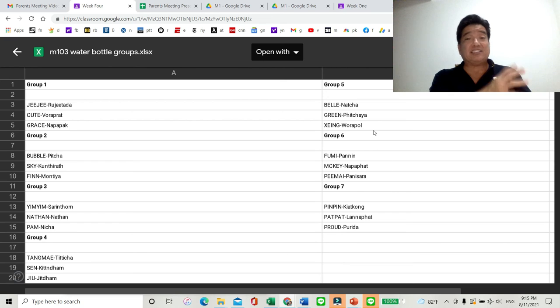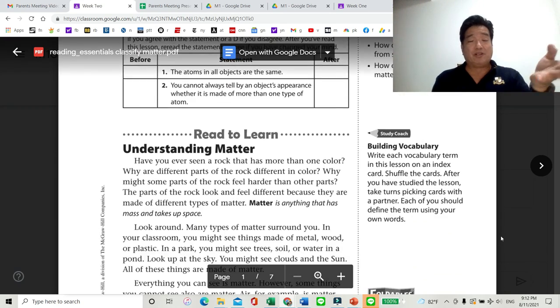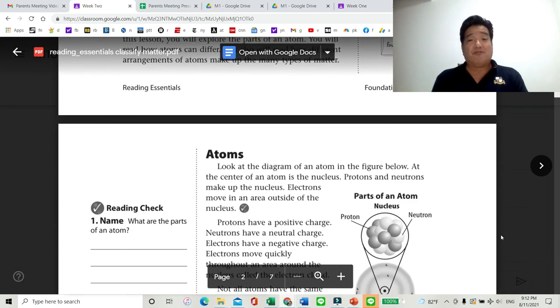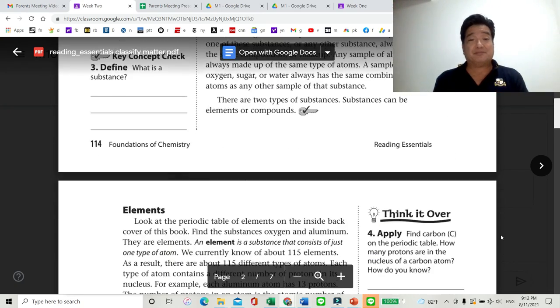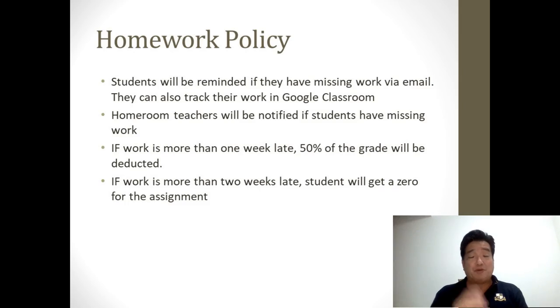And later we'll do a science debate where they'll have to defend a scientific term, positive or negative. We give them homework in the form of reading assignments for vocabulary and to improve their reading and comprehension of the English. The homework policies, well, students will be reminded that missing work, if the work is more than 1 week late, it's 50% off the grade, and if it's more than 2 weeks late, it will get 0.